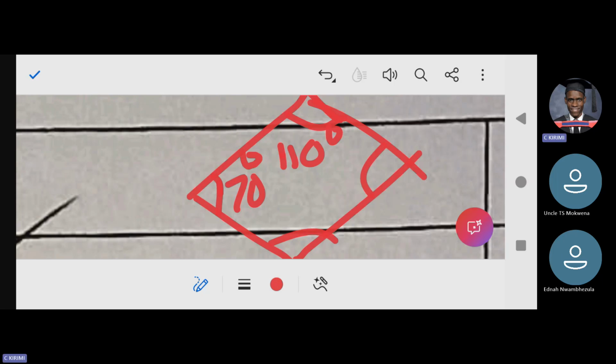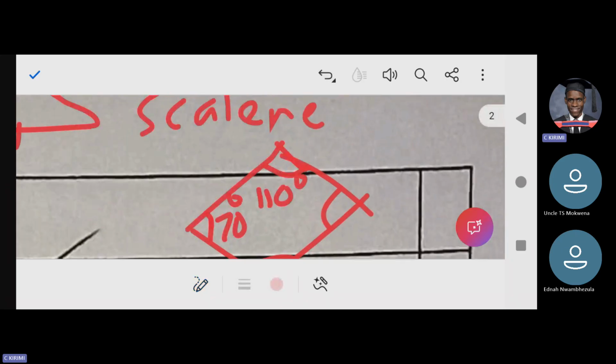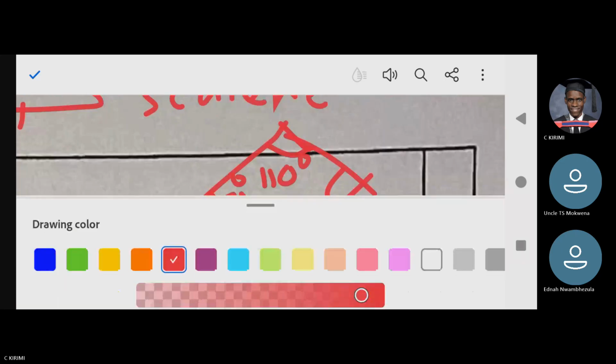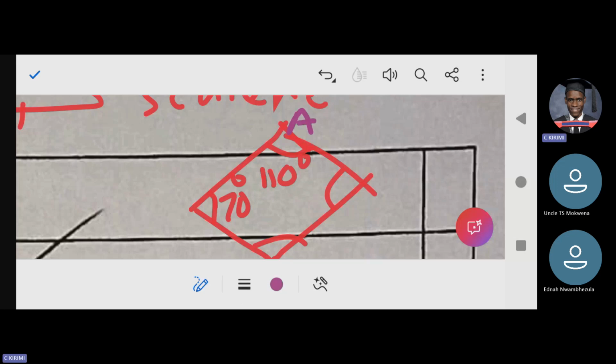Let's name our angles for the sake of clarity. Let's suppose this is A, this is B, C, and D. So we are saying opposite angles. The 70-degree angle is opposite this one. Opposite angles are supplementary, which means they add up to 180. So angle B will also be equal to 110 degrees.